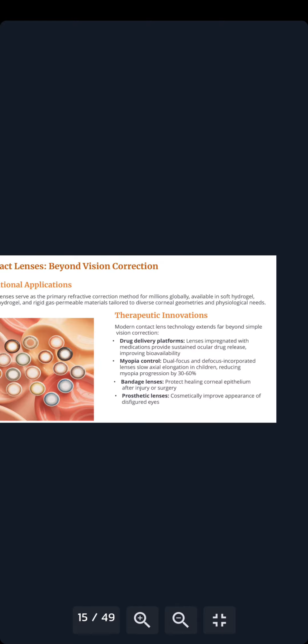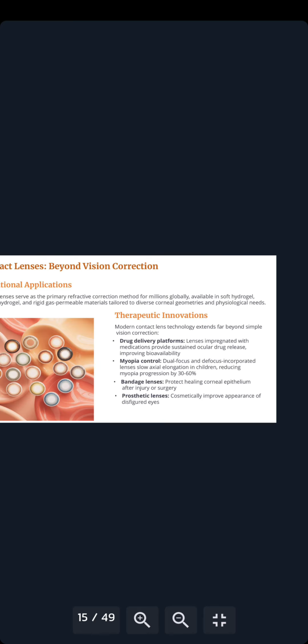You have also bandage lenses protecting the healing of the cornea epithelium after an injury, after a surgery, because there is an incision in your patient's eyes. You use this lens to control the pain, to control the infection, to control the problem over here.